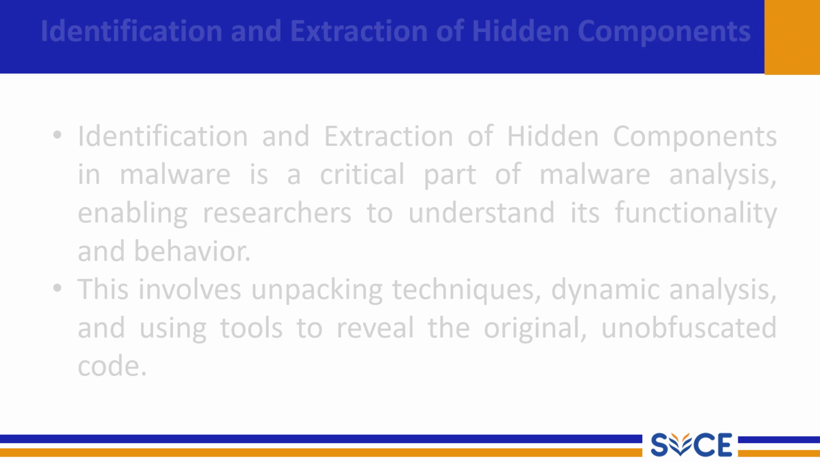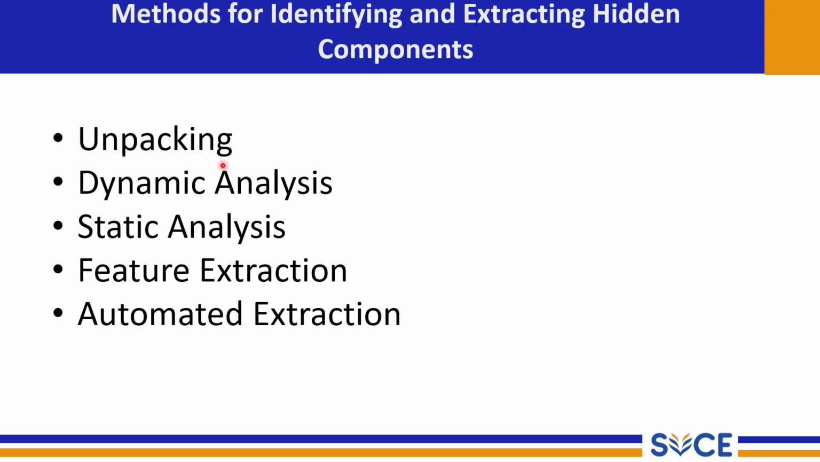And now let us discuss the various methods for identifying and extracting the hidden components. The first topic is unpacking. Malware authors often use packers to compress, encrypt, or obfuscate their code, making it harder to detect. Unpacking reverses these techniques to reveal the original code. This can be done manually or with automated tools. That is all about unpacking.